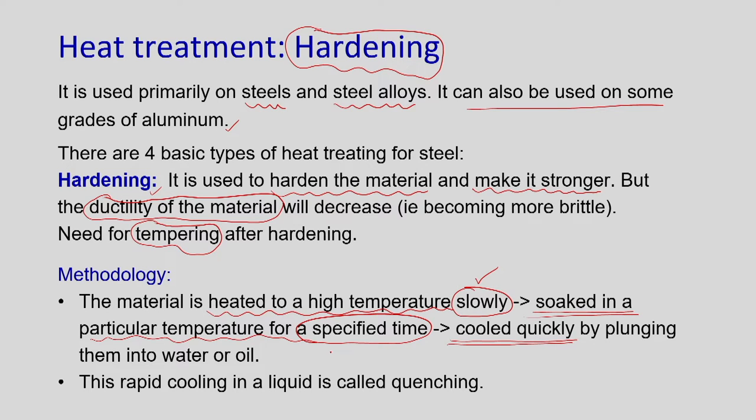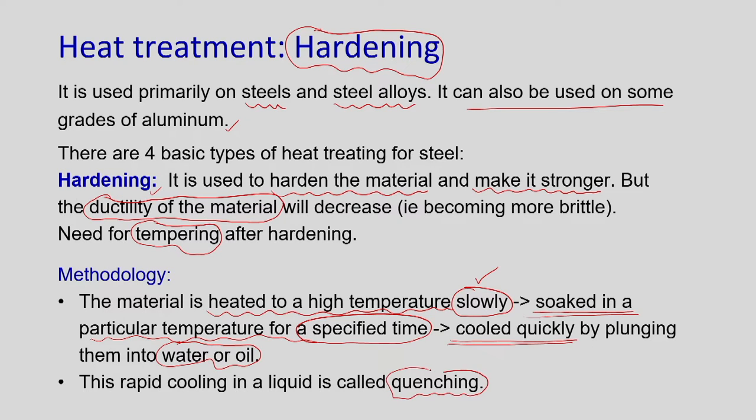And the cooling would be carried out by plunging the component or the part into water or oil. It all depends upon the type of material that we are using. If the material is getting oxidized easily, then we are using oil as well to reduce its temperature to the normal temperature. When we are rapidly cooling the material, that process is called the quenching operation.